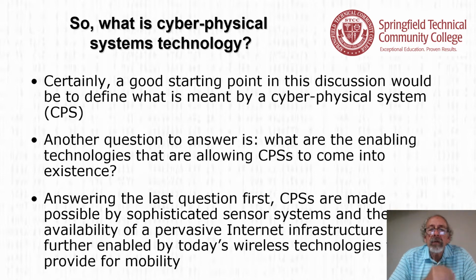Certainly a good starting point would be to define what we mean by cyber-physical system. Another question to answer is, what are the enabling technologies that are allowing cyber-physical systems to come into existence? Answering the last question first, cyber-physical systems are made possible by sophisticated sensor systems and the availability of our pervasive internet infrastructure. This is further enabled by today's wireless technologies that provide for mobility.